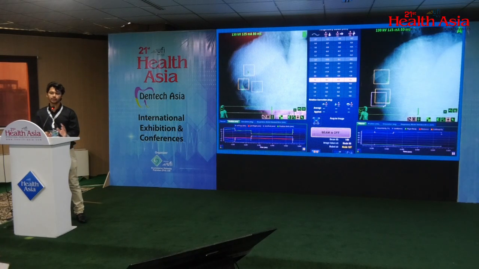This is the interface of how we treat and track the patient. As you can see, the boxes are the location where the gold markers are localized. You can see very small white cylindrical objects. These are the gold markers that are detected in the X-rays. In Cyberknife, we have two oblique right and left X-ray imaging so that we can track the patient in 3D.